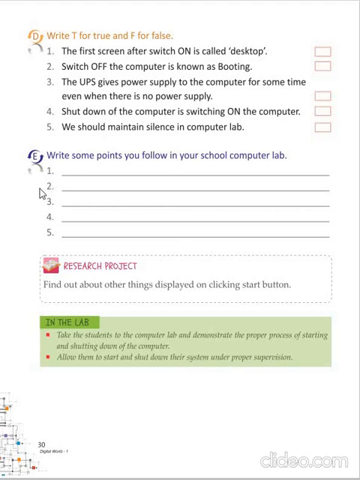Now come to E. Here you have to write some points you should follow in your school computer lab. Enter and exit quietly. Do not run in the lab. Don't take any eatables in the lab. Be in queue. Shut down the computer properly after finishing your work.